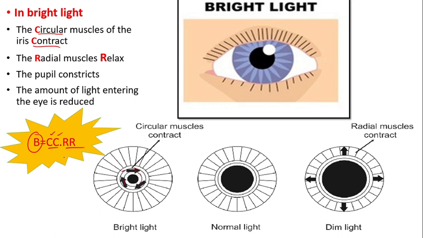Then what happens after they contract? Your radial muscles relax. That's the two rats, two R's. Then after that, your pupil constricts. It becomes smaller in size. The amount of light entering the eye is reduced. That is as simple as that. So during bright light it is CCRR: two cats, two C's, and two R's. So what happens during dim light, for example?